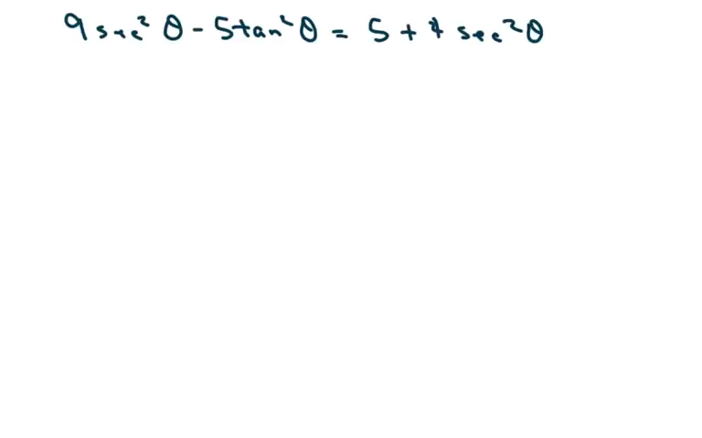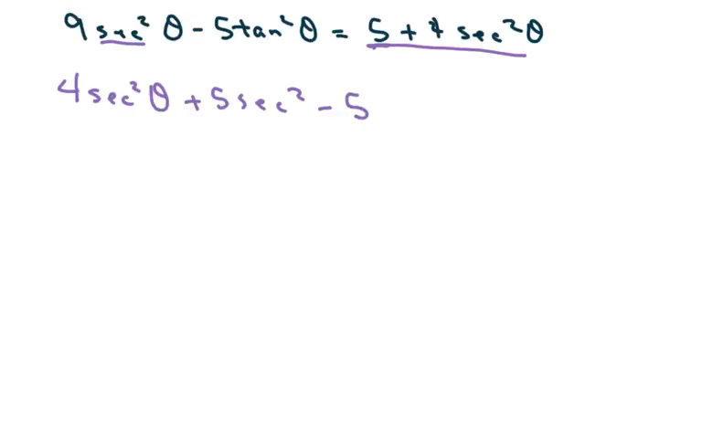Okay, the next one is the same way. I'm going to go ahead and write this as secant squared. Let's see what we can do. Let's just write it like we did the first way. So for this 9, because we have a 5 here, we're going to write 4 secant squared theta plus 5 secant squared theta minus 5 tan squared of theta.